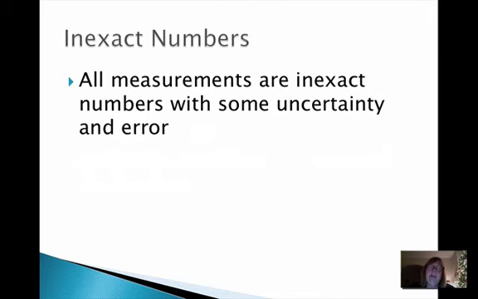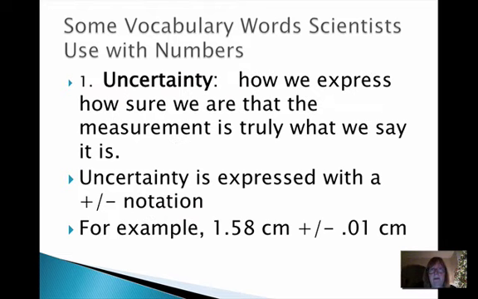Inexact numbers are generated from measurements, and measurements are going to be inexact because maybe the instrumentation isn't exact. There can be human error in reading the instrumentation, but all measurements, no matter what, are inexact numbers because there is some uncertainty and there is some error.